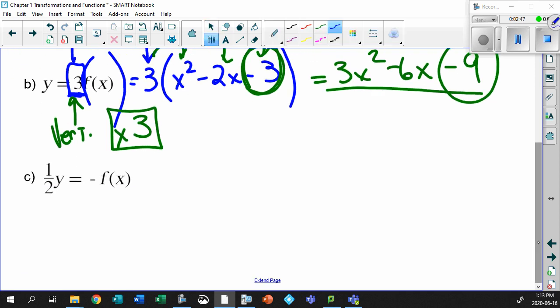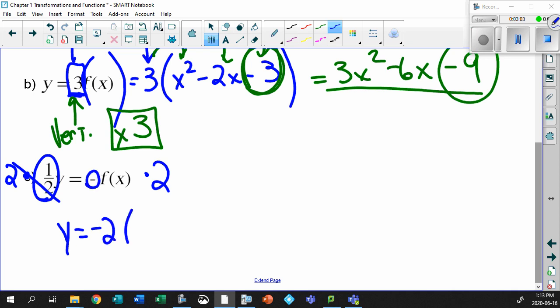Take a look at this guy. Okay, so let's get rid of this half. How do we get rid of this half? Well, divide by half or multiply both sides by 2. That cancels out, leaving us y equals 2. Oh, there's a minus here. Minus 2 f of x's. Okay, what does that mean? All that means is, of course, we've got a vertical stretch, and we're reflecting across the x-axis. Simple.